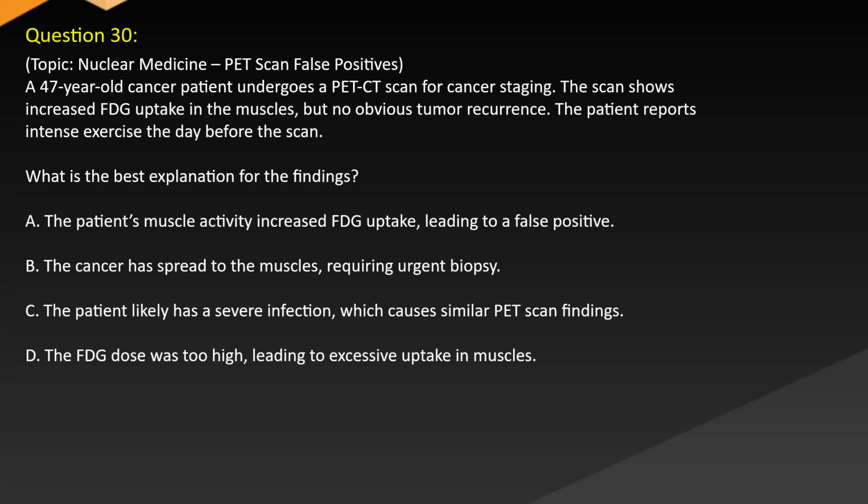A. The patient's muscle activity increased FDG uptake, leading to a false positive. B. The cancer has spread to the muscles, requiring urgent biopsy. C. The patient likely has a severe infection, which causes similar PET scan findings. D. The FDG dose was too high, leading to excessive uptake in muscles.